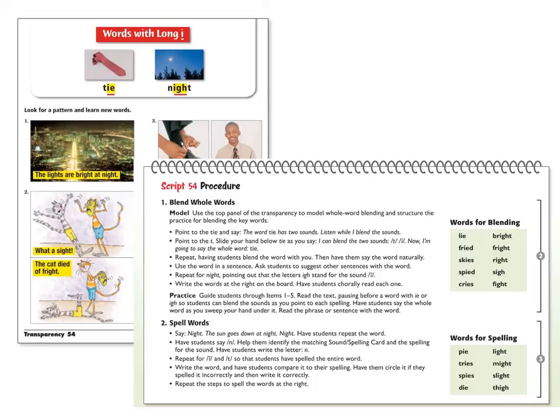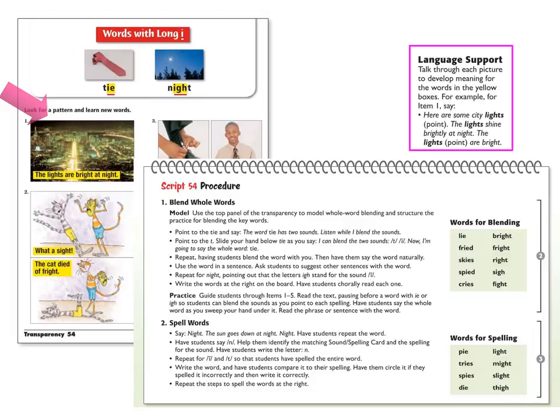You begin by using the top part of the transparency to model whole word blending and structure the practice for blending the key words. Sound spellings are highlighted and underlined for easy identification. Strong visual supports are provided on each transparency to help students identify the patterns and learn new words. Also notice that language supports are provided throughout the lessons. And the CD icon next to the transparency refers to the word builder tool that includes the transparencies for use with interactive whiteboards or LCD projectors instead of overheads.